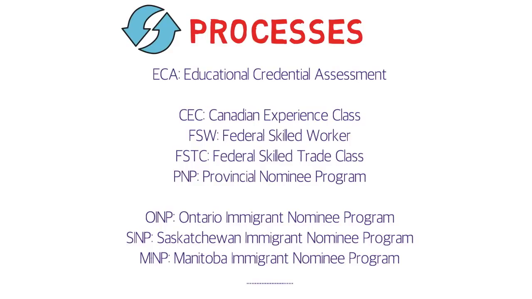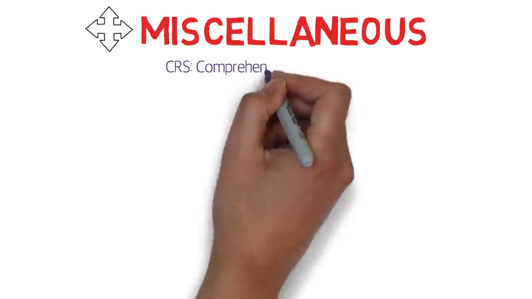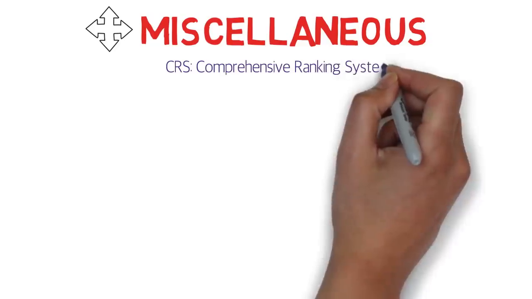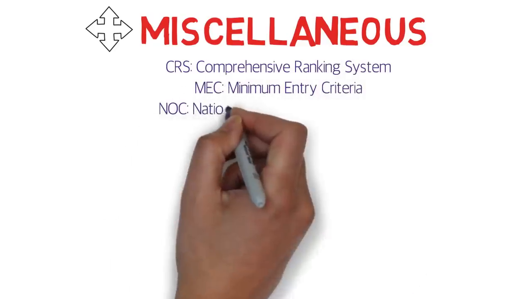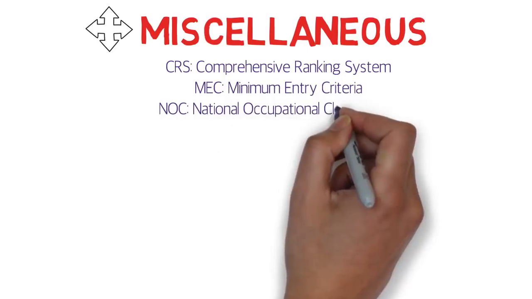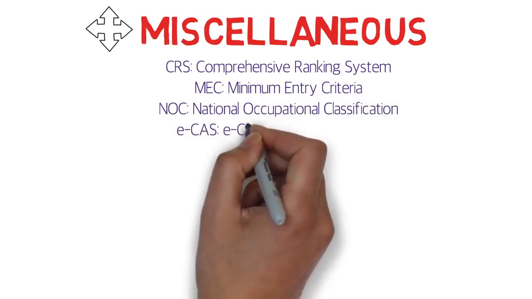Now, these CEC, FSW, and FSTC are three different programs of the Express Entry process, and we do apply through only three of these programs if you're applying through the Express Entry program. PNP, I'm sure you know pretty well. Okay, miscellaneous. CRS, Comprehensive Ranking System. MEC, Minimum Entry Criteria. NOC is National Occupation Classification. ECAS is E-Client Application Status.